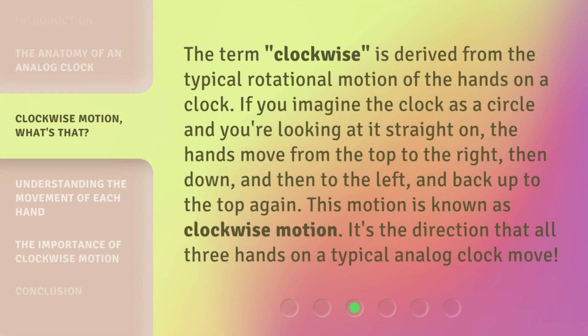The term clockwise is derived from the typical rotational motion of the hands on a clock. If you imagine the clock as a circle and you're looking at it straight on, the hands move from the top to the right, then down, and then to the left, and back up to the top again. This motion is known as clockwise motion. It's the direction that all 3 hands on a typical analog clock move.